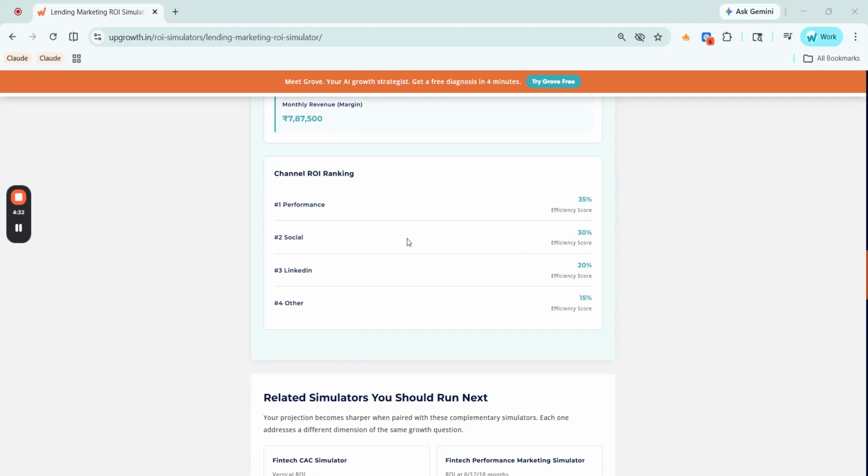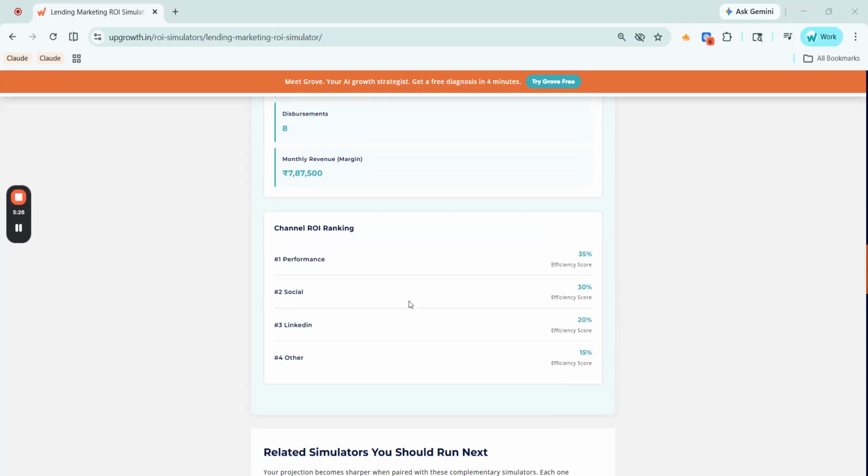And the channel ROI ranking shows how each channel in your balanced mix performs by efficiency score. Performance marketing, meaning Google search and display, ranks first at 35% efficiency. Social, which is Facebook and Instagram, comes in second at 30%, and LinkedIn ranks third at 20%, and other channels make up the remaining 15%.